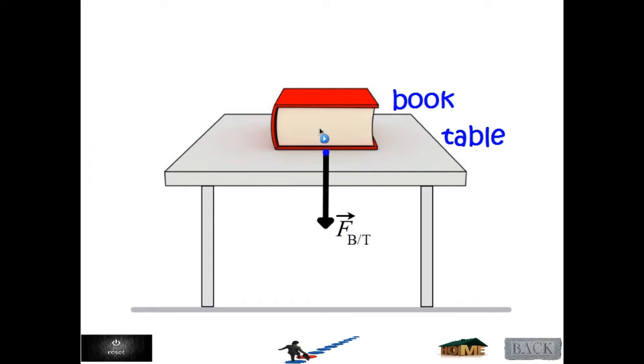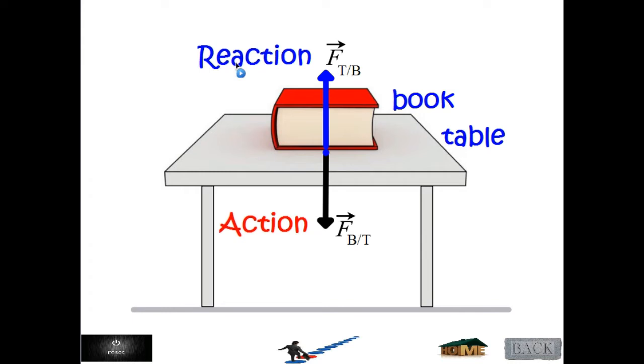Let us consider this example, a book on a table. Of course, the book will apply a force on the table, which we call force book on the table. And this we will call the action. At the same instant, the table will apply a reaction on the book, which is equal in magnitude, same line of action, but opposite in direction. And we will call it force table on the book.